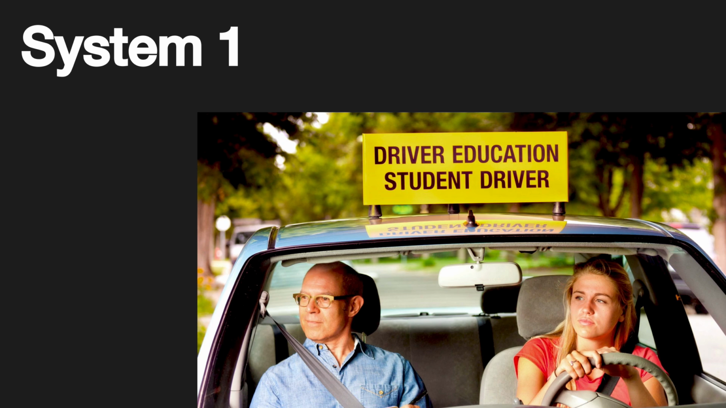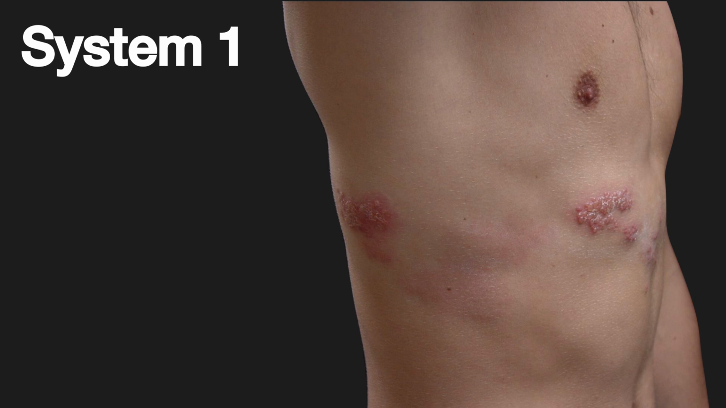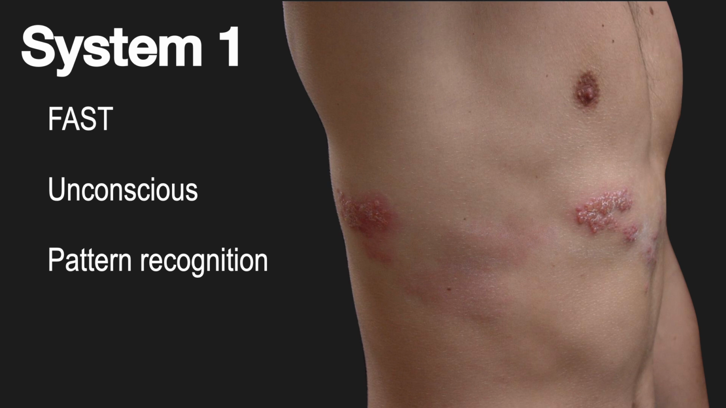That's System 1. Quick, what's a diagnosis? Correct, shingles. If it took you more than 300 milliseconds and you had to think, you're not an experienced clinician and not using System 1. System 1 is fast. It is unconscious. Your brain does it without consulting you. And it works by pattern recognition.